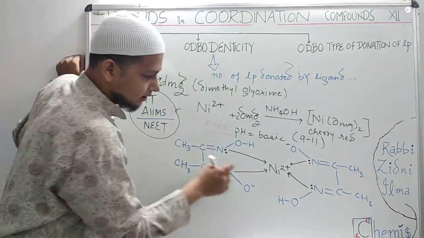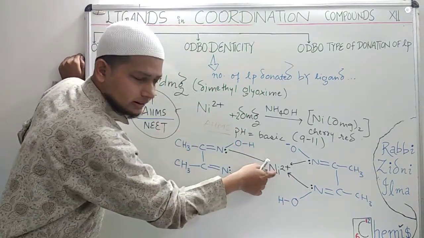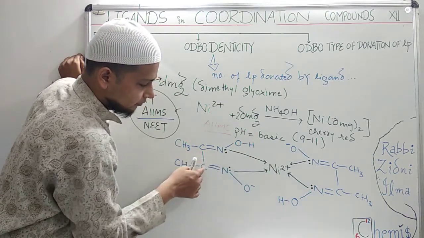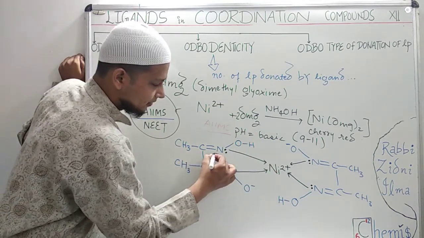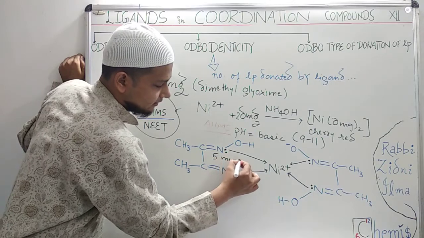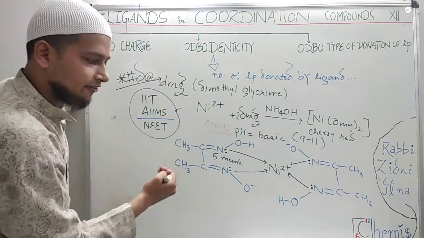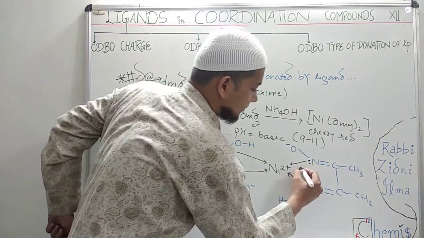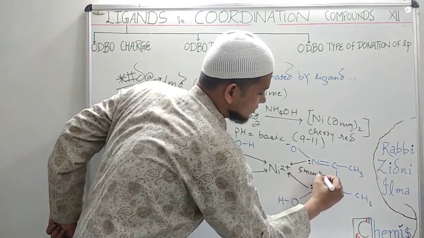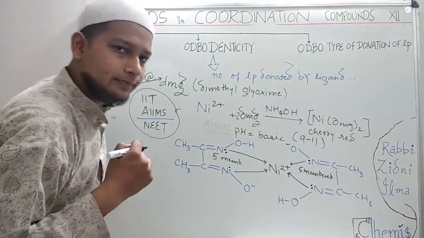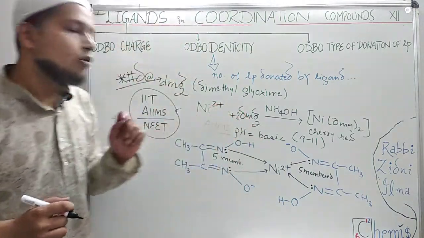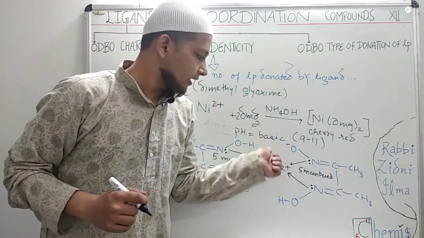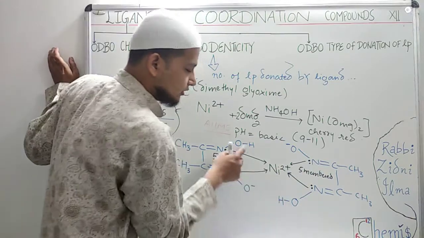So look here, first with nickel on the left side 1, 2, 3, 4, 5, a 5-membered ring with DMG molecule on the left. Again 1, 2, 3, 4, 5, again a 5-membered ring with DMG molecule on the right side. But there is one more ring, two more rings. If you look very closely, you have this OH and you have this OH.